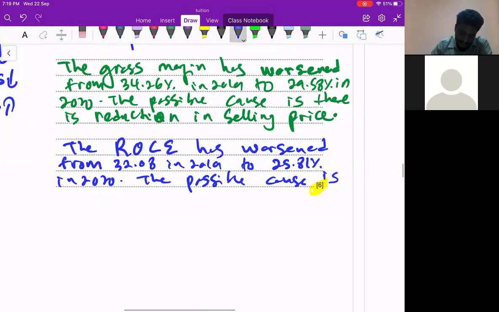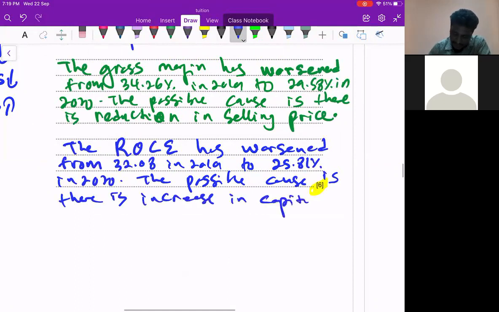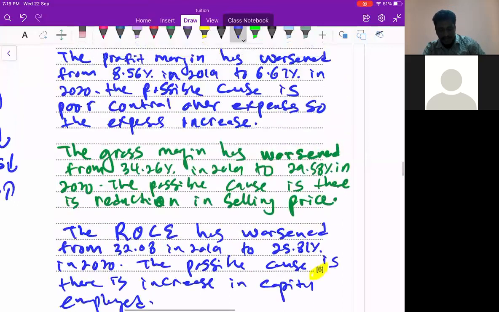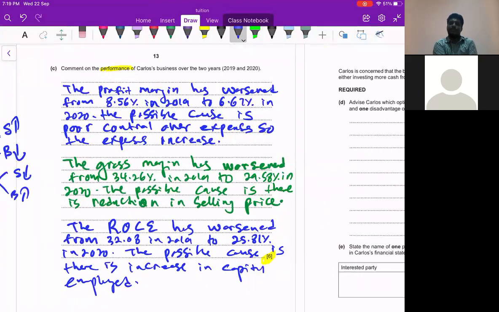The possible cause is there is increase in capital employed. Example, maybe the owner introduced more capital, or another one you can say we take a bank loan. We take a bank loan, so the long-term loan, so the capital employed increase. Okay, so this one you'll get 6 marks. Can or not?